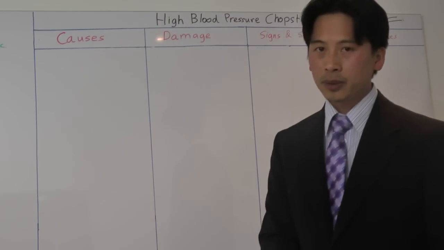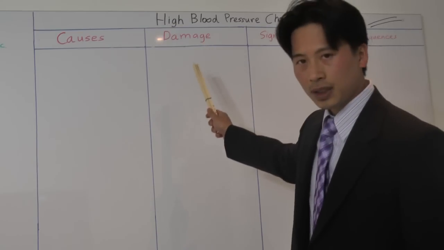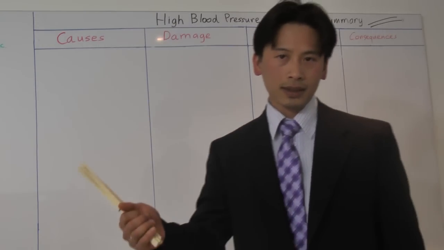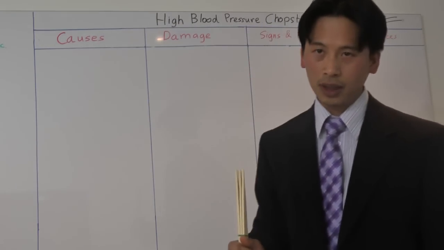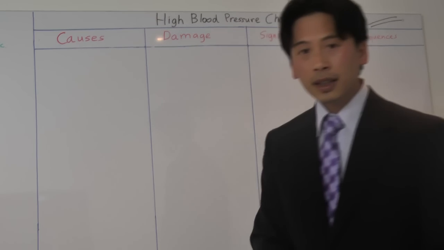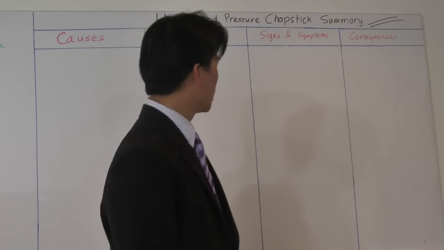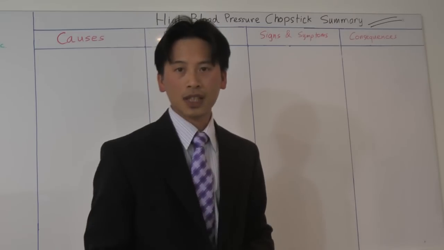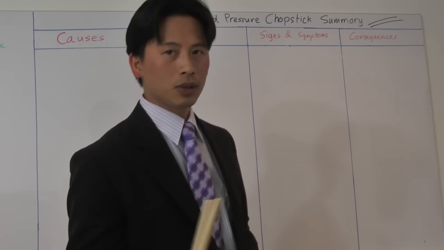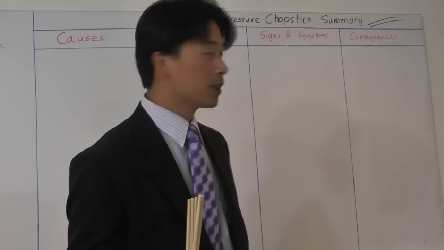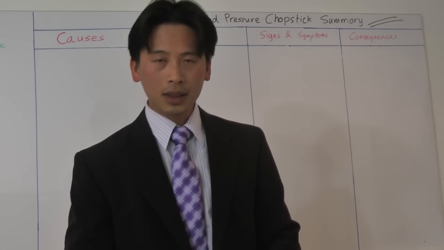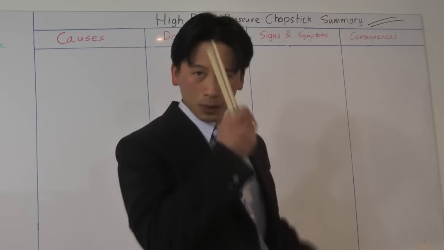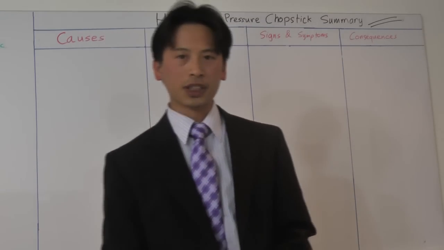The second group of problems, I will call the damages related to high blood pressure. So this will include any physical damages that happen to your body as a result of high blood pressure. The third group of problems, I will call signs and symptoms of high blood pressure. So this will include anything that you are experiencing or any difficulties that you might have as a result of high blood pressure.